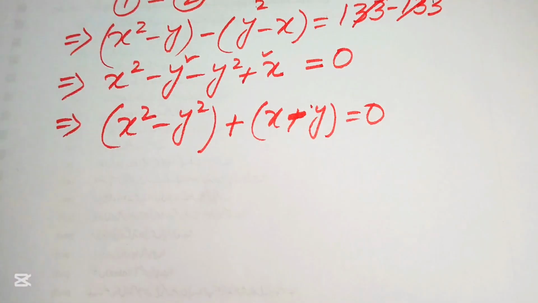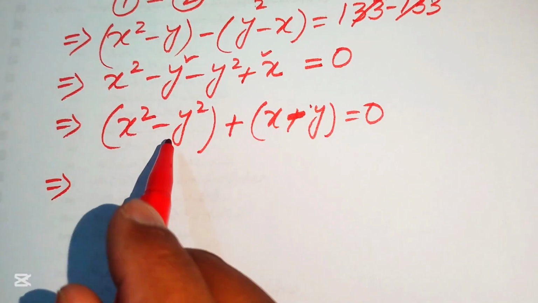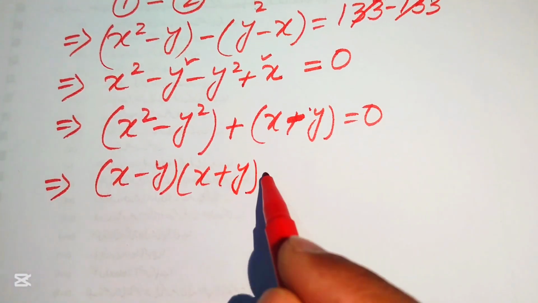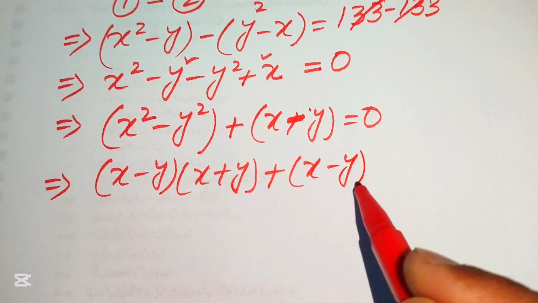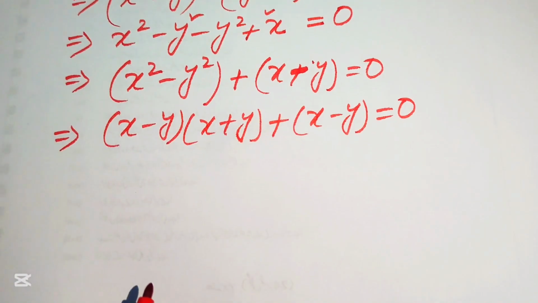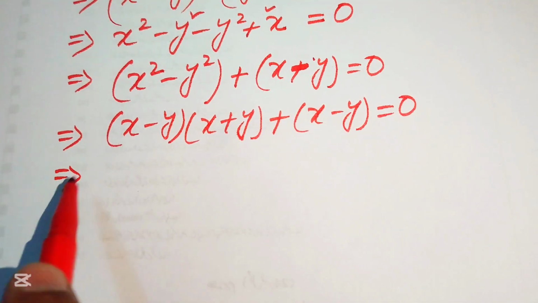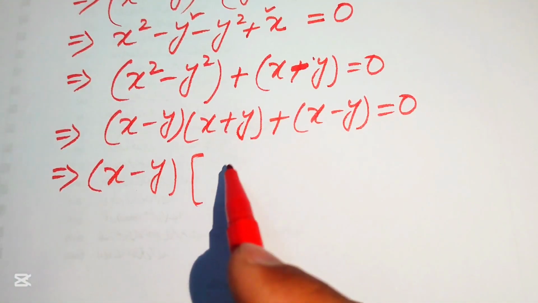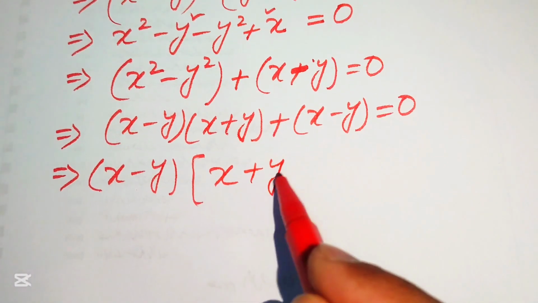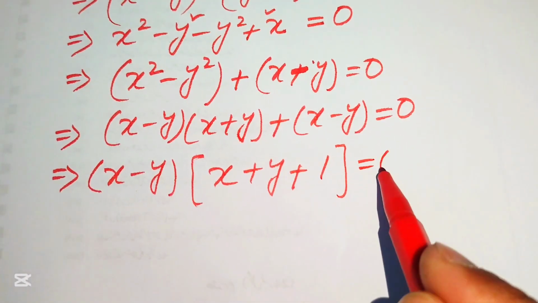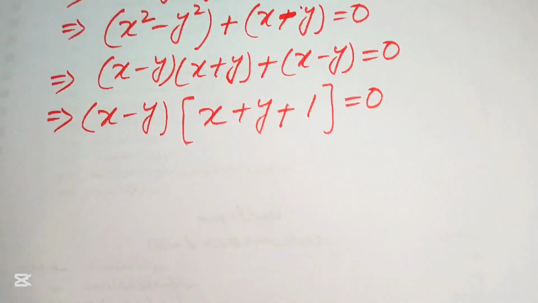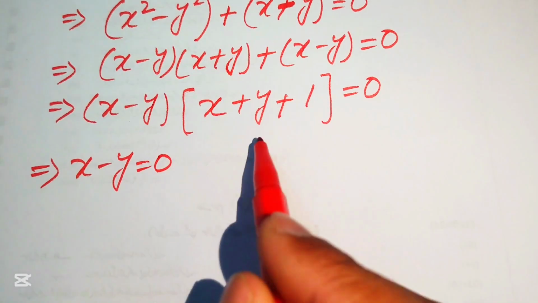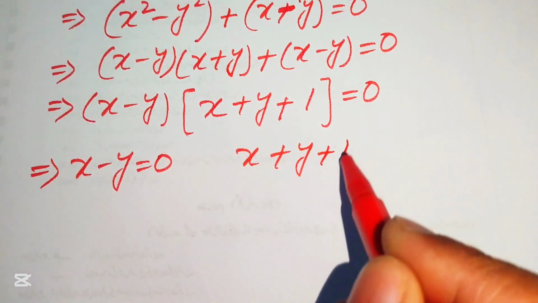In the next step, we apply the algebraic formula. We know that x squared minus y squared equals (x minus y) times (x plus y), and plus we have x minus y equals 0. Now focus on both of these terms. Here you have x minus y as a common factor, so we take x minus y common, and the remaining terms are x plus y and plus 1, and this whole equals 0. So we convert this into two cases: the first case is x minus y equals 0, and the second case is x plus y plus 1 equals 0.